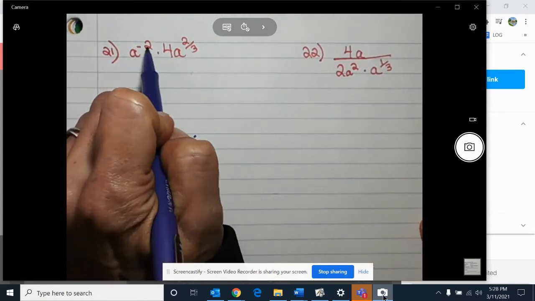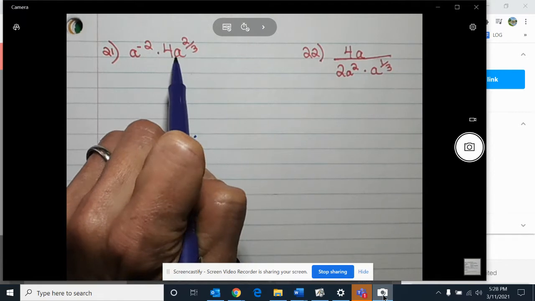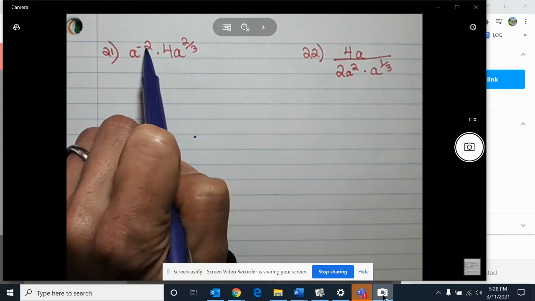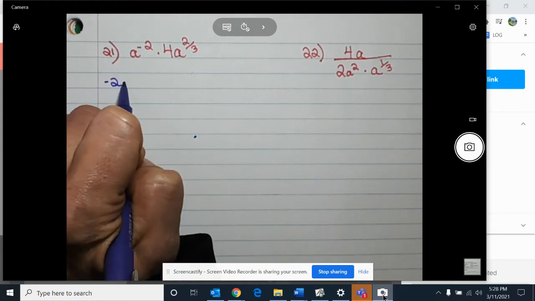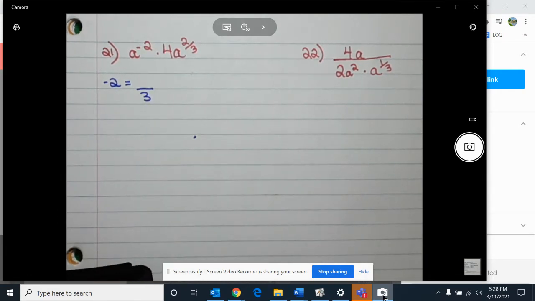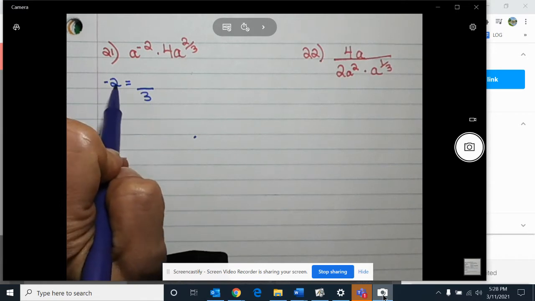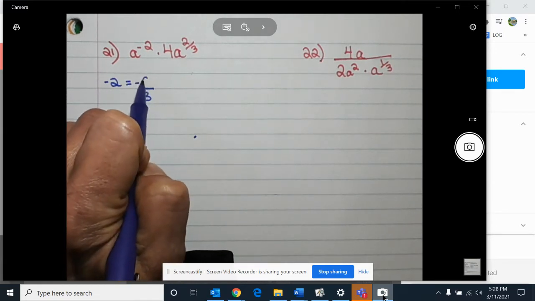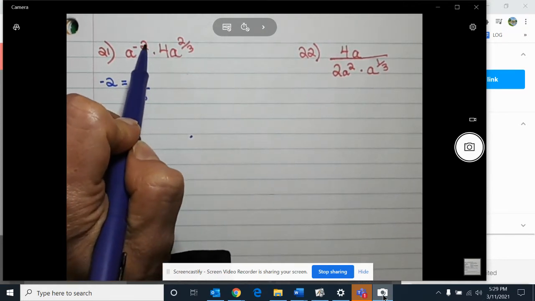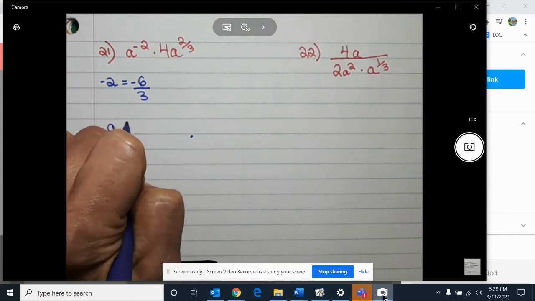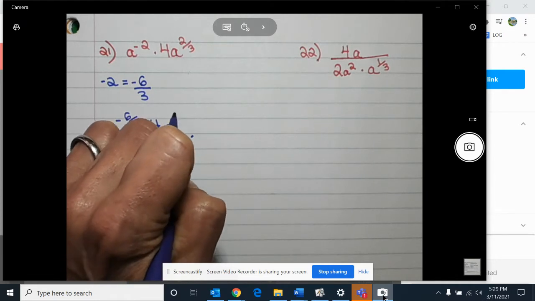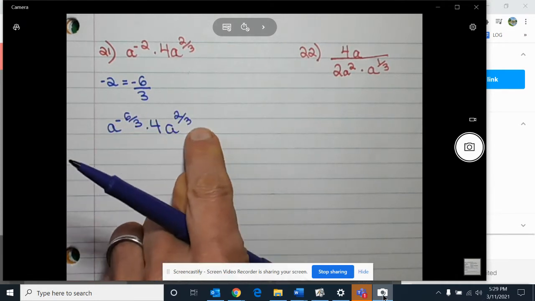So in this first one, notice that we have two bases of a, and so we can add these exponents together. Well, let's write -2 as a fraction over 3. So they have the same common denominator. Well, a -2 is the same as -6 over 3. So remember how we use this fraction as that exponent. And then we can start simplifying with a to the 2/3 power.